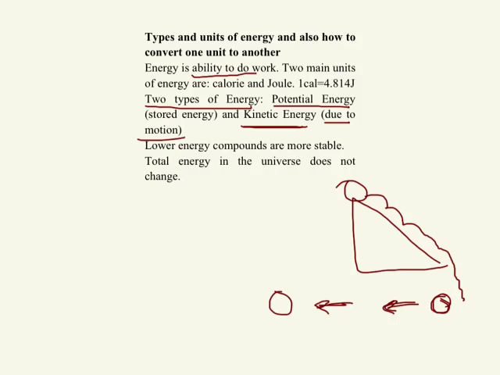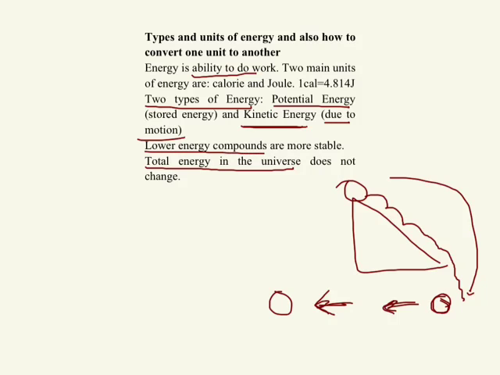And we can see from this example that one type of energy gets converted to another type of energy. So this is the law of conservation of energy, that energy cannot be created nor destroyed. It simply changes from one form to another. Or we can say the total energy in the universe does not change.